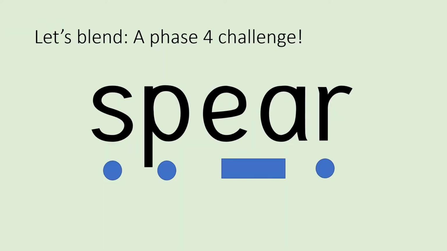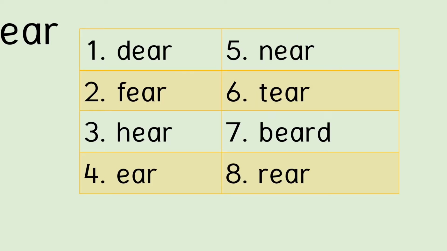So it's a good chance to do another phase 4 one. So the difference here is we've got to blend at the start. So what they're called, the S and the P, are called adjacent consonants. So that's the sort of difference with phase 4 that I mentioned in the last video. So we'll have a go at blending that phase 4 word as well. And then as per usual, if that confidence is there, we'll move on and read some of these words fluently.